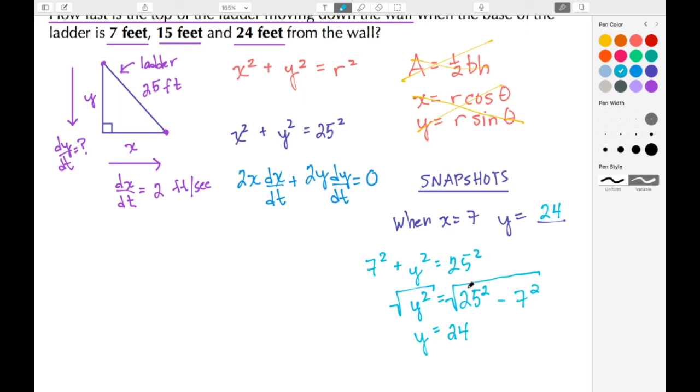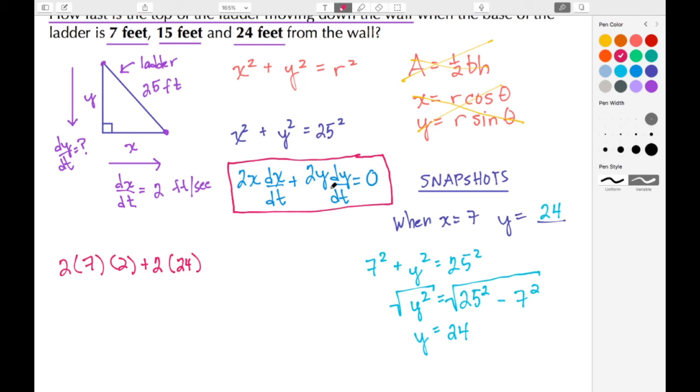So with that, we're going to make the substitutions necessary into the derivative we found implicitly. Here we're going to write 2 times x. Well, x in this case is going to be 7, times dx/dt is 2, plus 2 times y. Well, we found y to be 24. And then we tack on the dy/dt, and that's all set equal to 0.